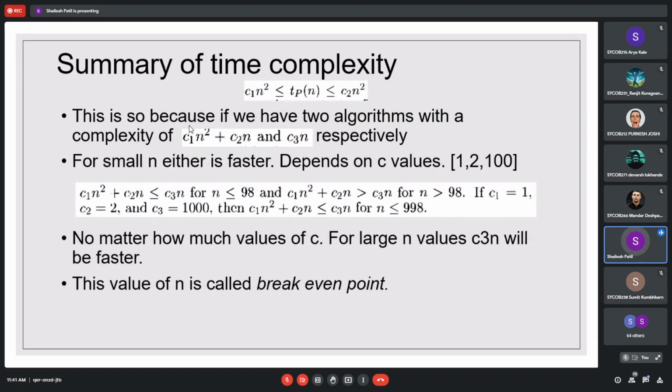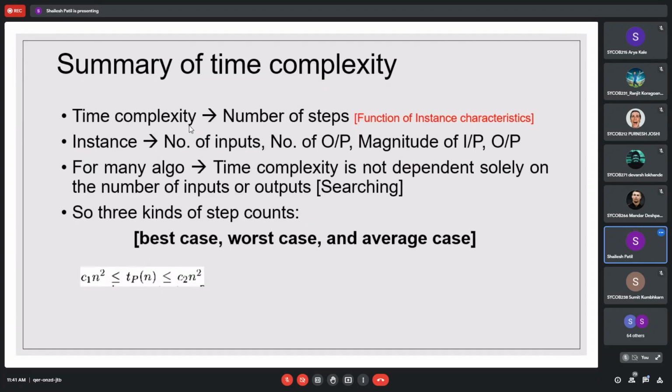So basically we can express a time complexity like this. This example we have seen: it is given that c1 of n square is less than or equal to tp. So likewise we have to focus on this particular time complexity calculation. We'll see this formula while calculating the average case complexity.